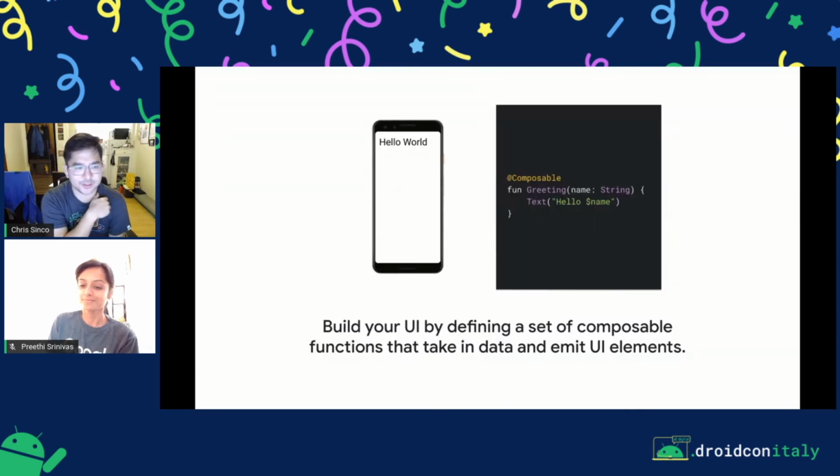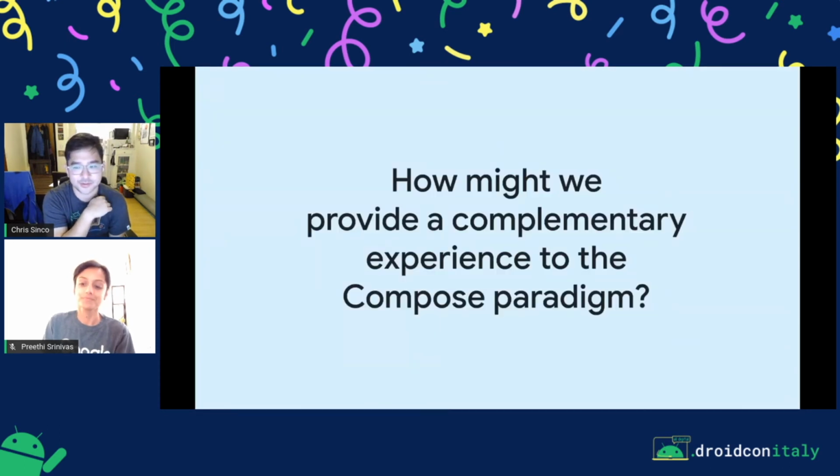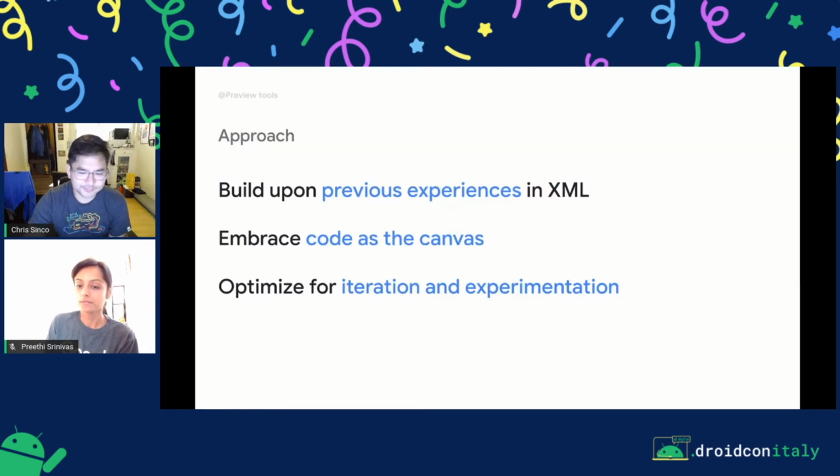And so from a UI building perspective, we want to think about how might we provide a complementary experience to the Compose paradigm? And so next one. So the approach has 3 points here. I think the first one was, even though the Compose paradigm is different, we don't want to necessarily abandon some of the experiences that we built for XML. We want to build upon that. And some of those things were like, developers really like the visual preview of XML with the code plus the preview. So we didn't want to lose that.